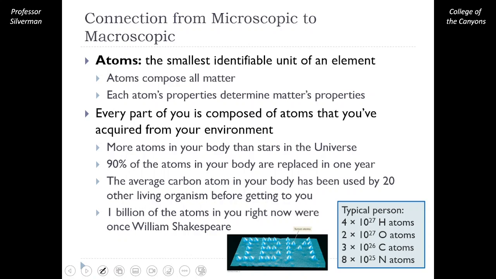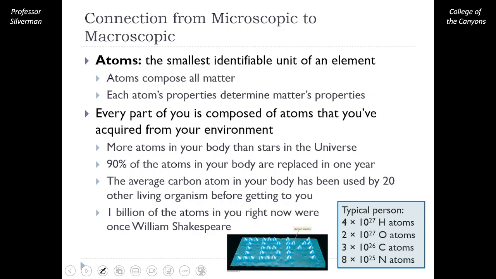Let's recall from our previous videos, atoms are the building blocks of matter. Our atoms here are the smallest identifiable unit of an element. We have many different types of atoms. They show up on the periodic table of elements. There are about 118 of them. These atoms are used to build up every piece of material in the universe.